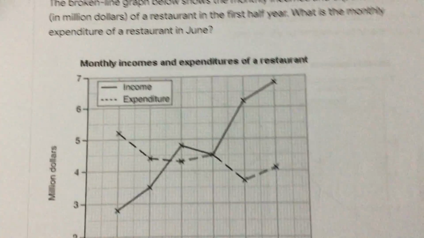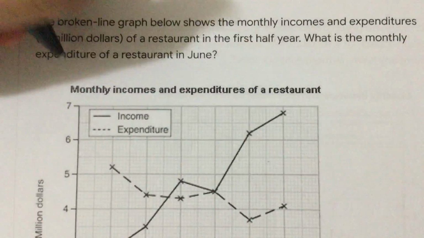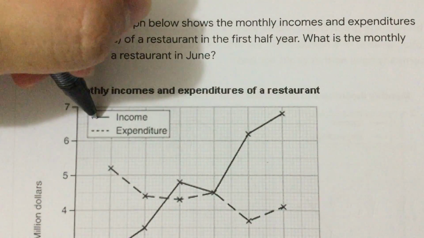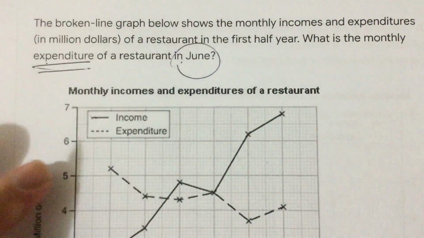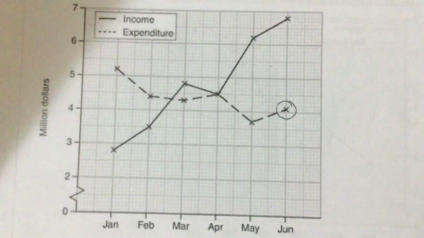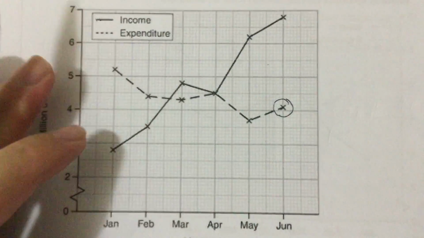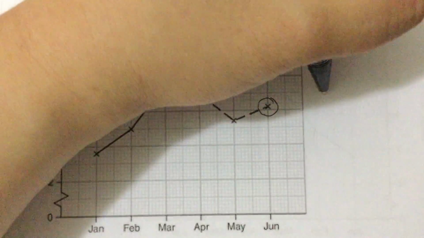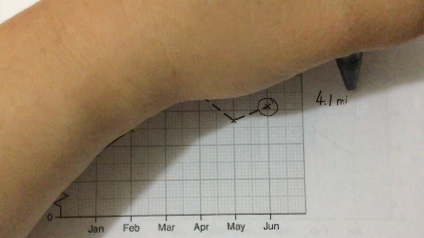Okay, next question will ask about what is the expenditure. Okay, let's look at this. This time we will ask the expenditure. That means we will find the dot line and we will use June. So we will look at June. This one is the expenditure. So you will see this is 4.1. So the answer must be $4.1 million.